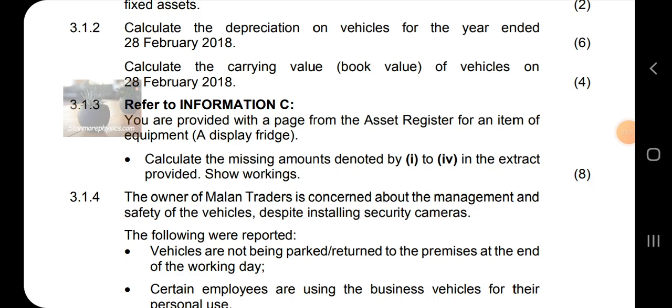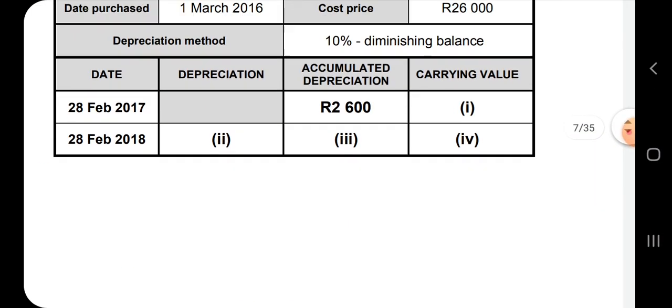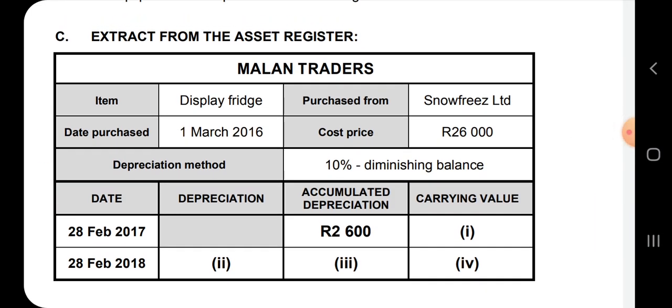So 3.1.3, you are provided with a page from the asset register for an item of equipment, a display fridge. Calculate the missing amounts denoted by I to V in the extract provided. Show workings. So this is what you are provided with, and you have to calculate all those missing figures. So firstly, we would start with 1. We are asked to calculate carrying value. So let's look. The item is a display fridge purchased on the 1st of March 2016, purchased for Snowfees Limited.